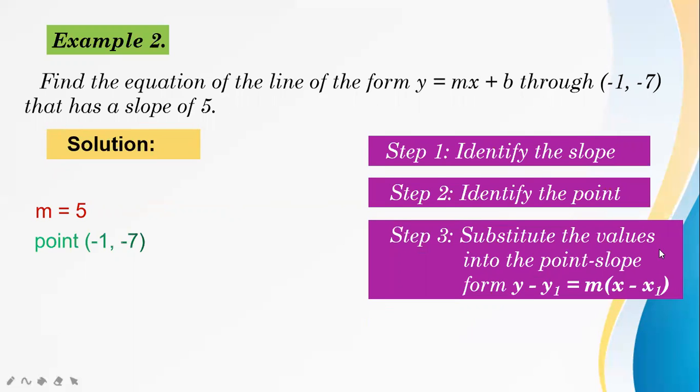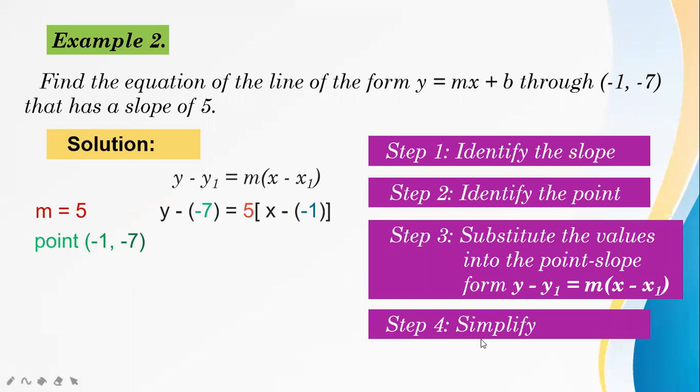Step 3, substitute the values into the point slope form. So this will be the formula: y minus y sub 1 equals m, the quantity x minus x sub 1. Then all you have to do is substitute the given slope and the given point. So we have y minus negative 7, because this is your y sub 1. Then we have 5, the slope, that will be your m. Then we have x minus negative 1, that will be your x sub 1.